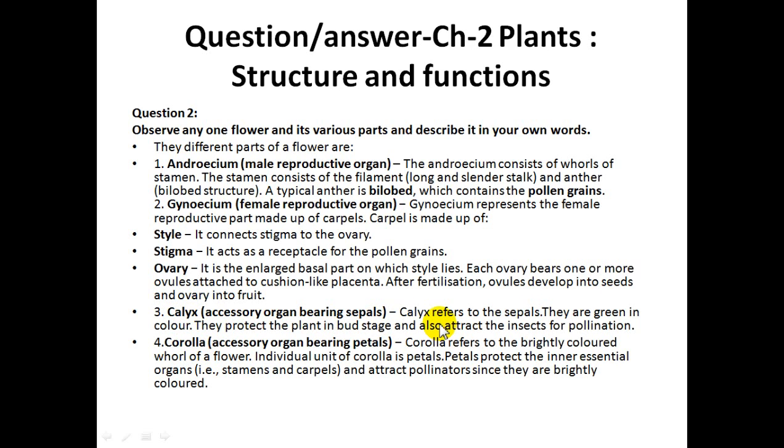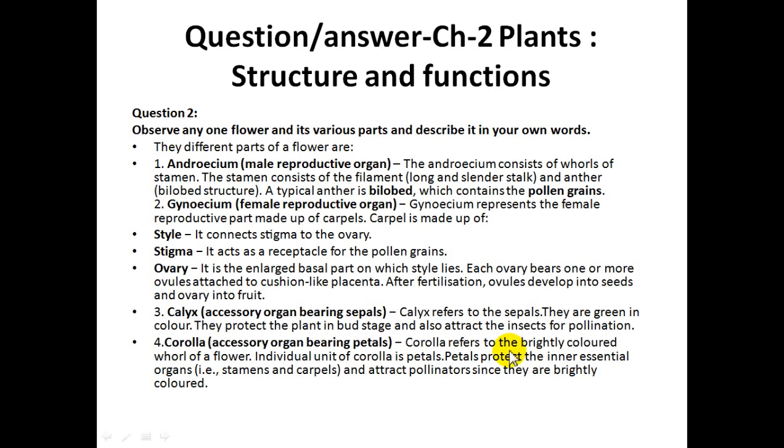Calyx, accessory organs bearing sepals. Calyx refers to the sepals. They are green in color. They protect the plant in bud stage and attract the insects for pollination. Corolla's work is also the same. They attract the insects for the pollination. That's why it is always found in lots of colors to attract the insects.